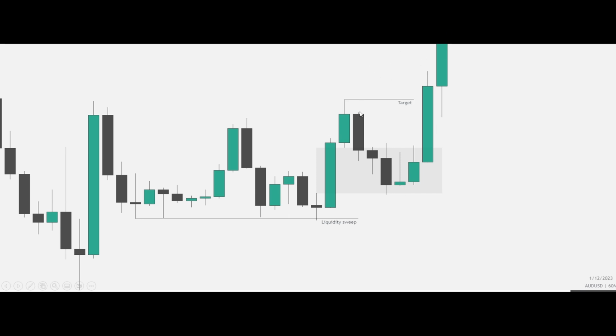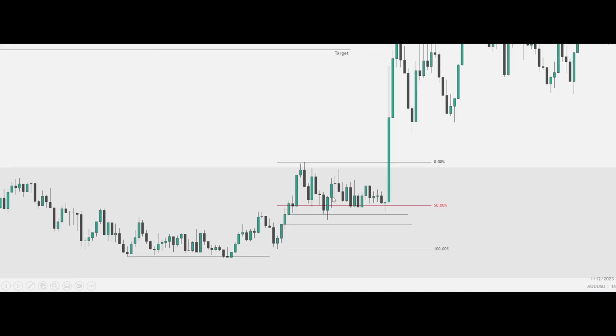However, I like to drop down to the 1 minute chart to wait for the liquidity sweep inside here, which is the part that increases the win rate even more. So, dropping down into the 1 minute chart.